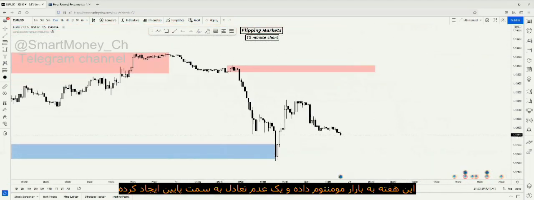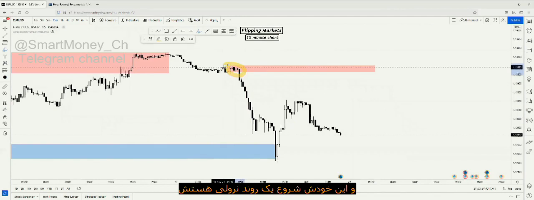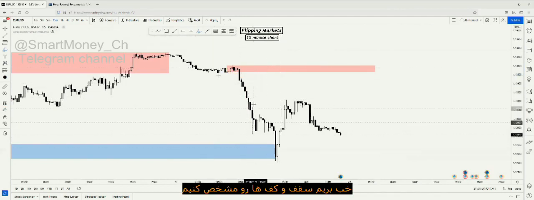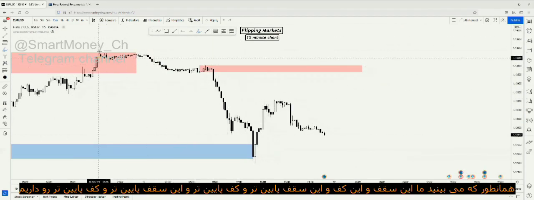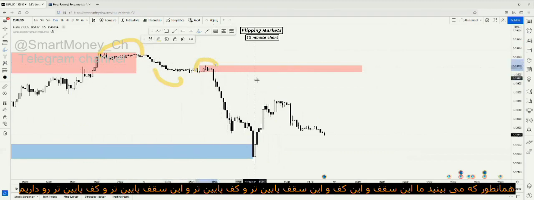So this week gave momentum to the market and created this inefficient move to the downside. And this is the start of the whole bearish order flow again. Okay, let's map the highs and lows out. So as you can see, we had this high, we had this low, we had this higher low, we had this lower low, we had this lower high, we had this lower low.